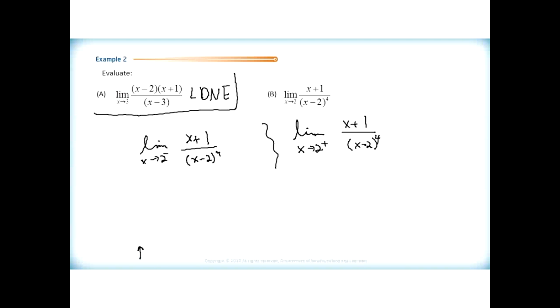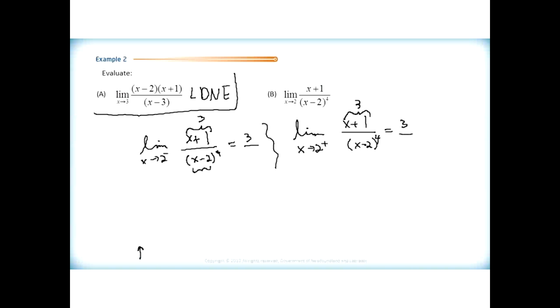Okay, so in either case, as we approach 2, x plus 1 is going to approach a value of 3. And that's going to be true for both sides here. It doesn't matter whether we come from the left or the right. So we're going to end up with a fraction whose numerator is approaching 3 and whose denominator is going to approach, well, let's have a look. From the left, this is definitely going to approach 0.